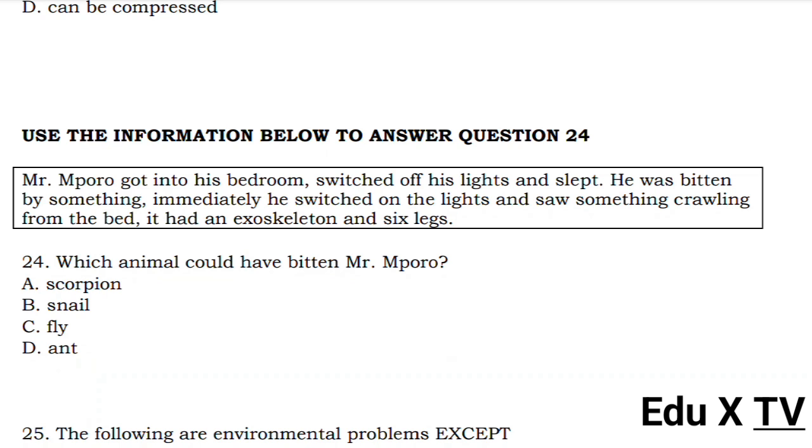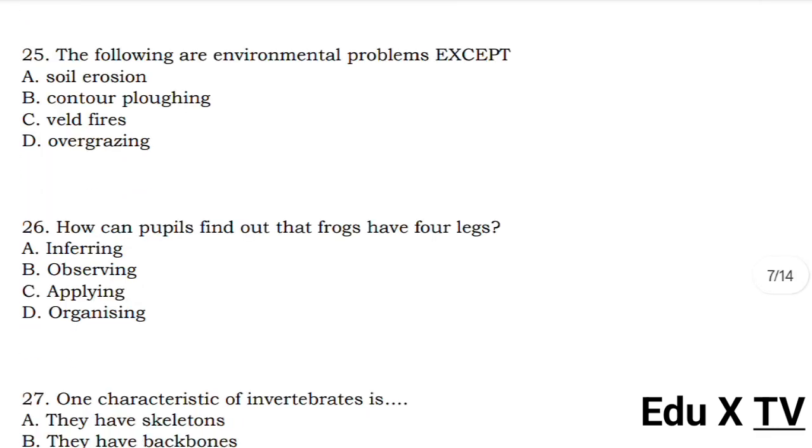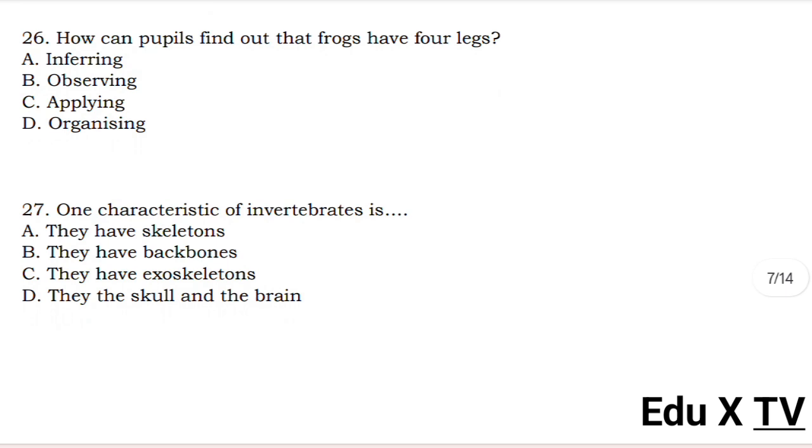Number 24, which animal could have bitten Mr. Mporo? Answer A. Number 25, the following are environmental problems except... Answer B. Number 26, how can people find out that frogs have 4 legs? Answer B. Number 27, one characteristic of invertebrates is... Answer C.